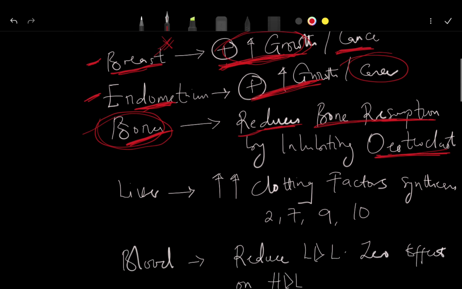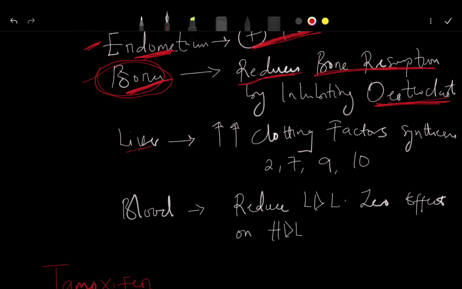Now, what is the effect of estrogen on the liver? The effect of estrogen on the liver is that it increases clotting factors. It increases the synthesis of clotting factors 2, 7, 9, and 10. So this simply means that estrogen is naturally thrombogenic. It can lead to clot formation in blood vessels.